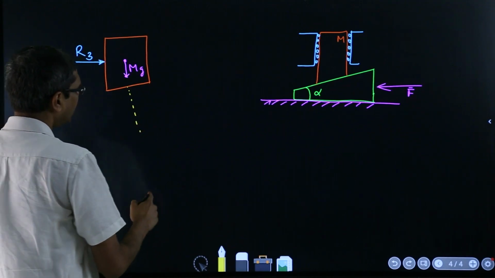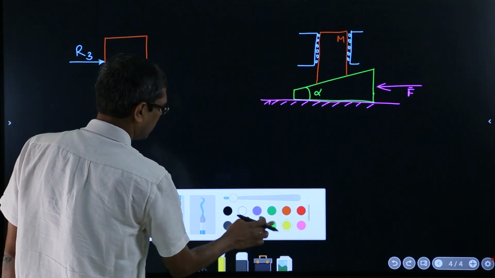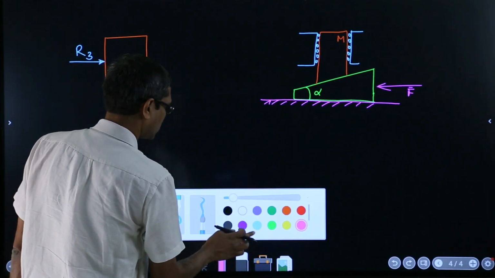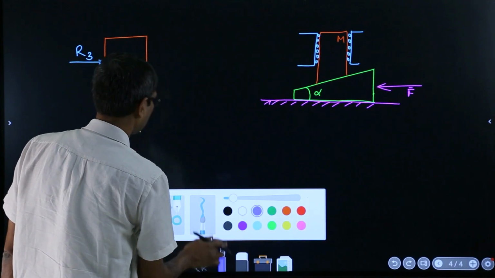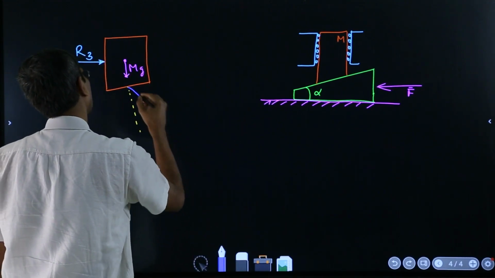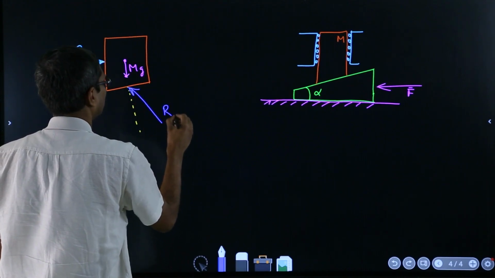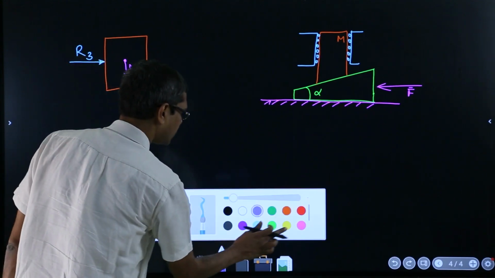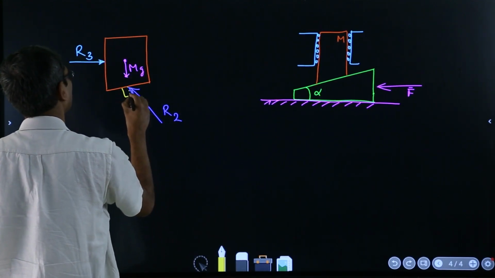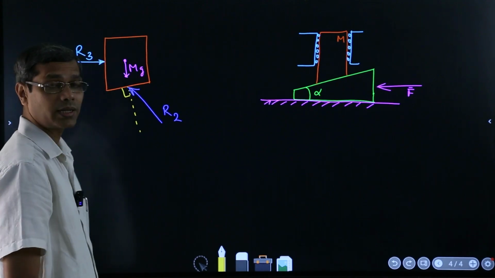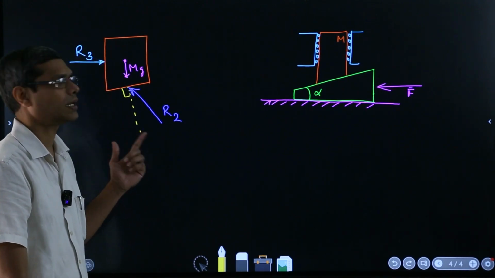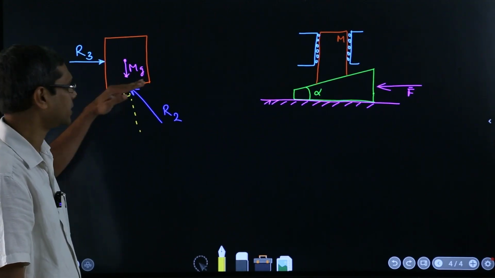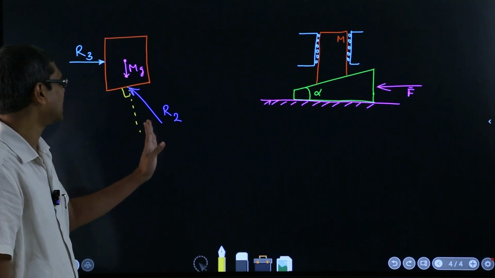Okay, and that reaction force I would like to draw in some other color, maybe like this. I'm calling this R2, and this is, say, 90 degrees. This is the normal to that surface. So here I want to make that point clear that instead of showing the normal reaction and the frictional force, I am showing it as the complete reaction.